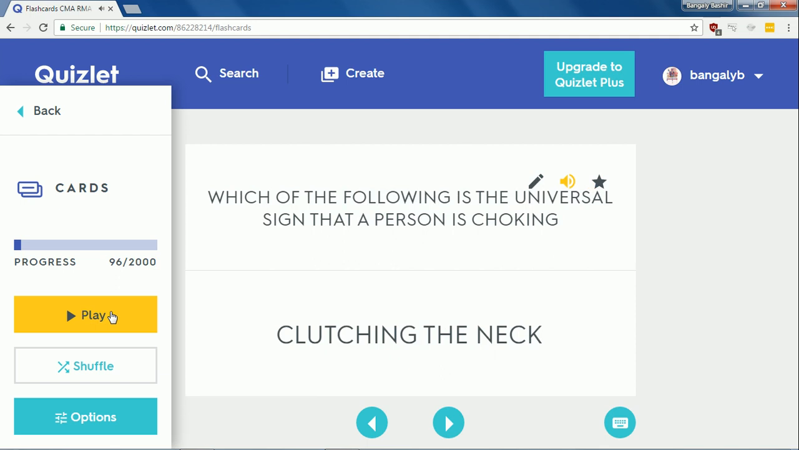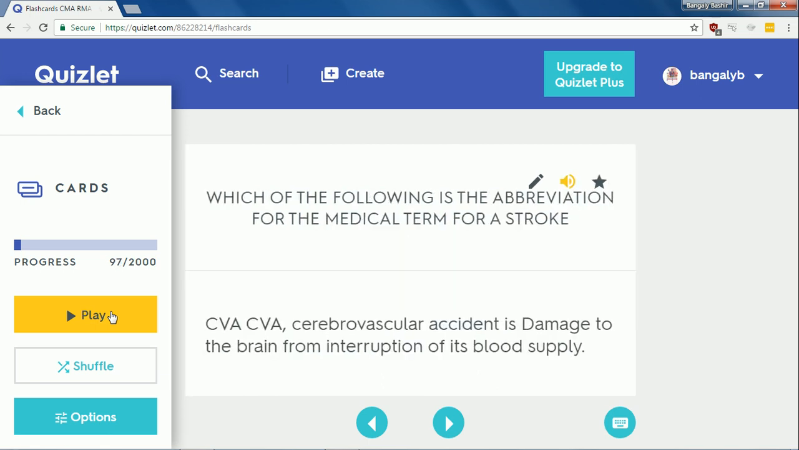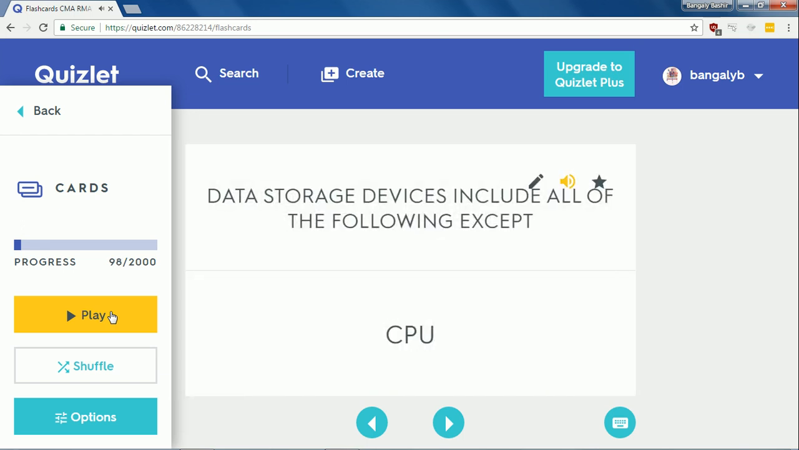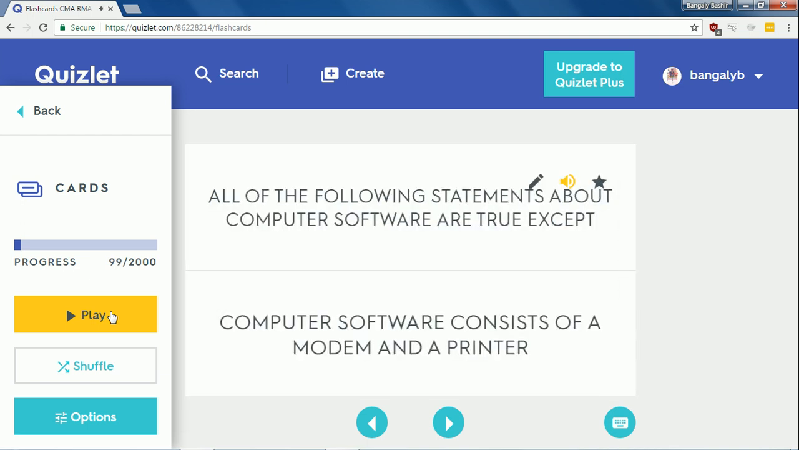Which of the following is the universal sign that a person is choking? Clutching the neck. Which of the following is the abbreviation for the medical term for a stroke? CVA. CVA, cerebrovascular accident, is damage to the brain from interruption of its blood supply. Data storage devices include all of the following except CPU. All of the following statements about computer software are true except computer software consists of a modem and a printer.